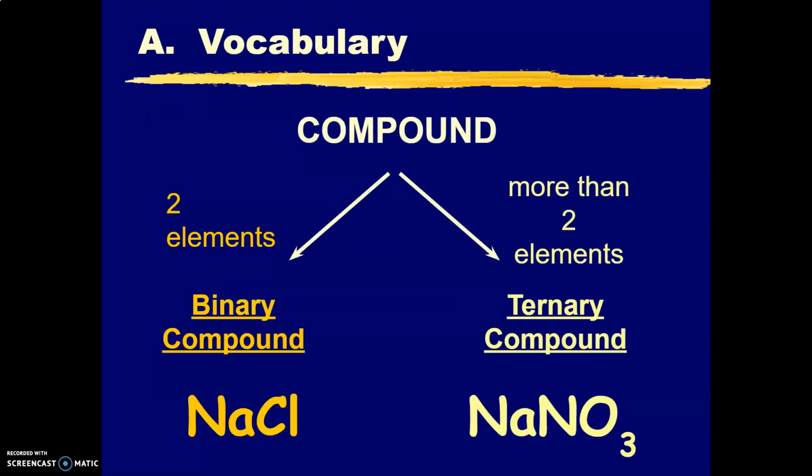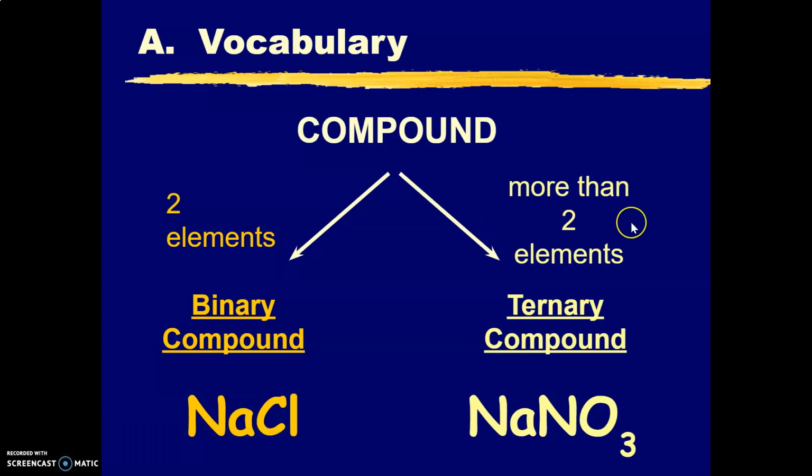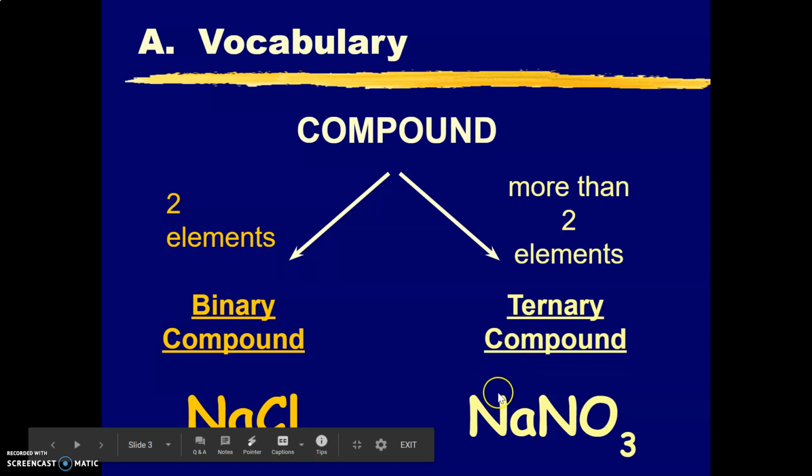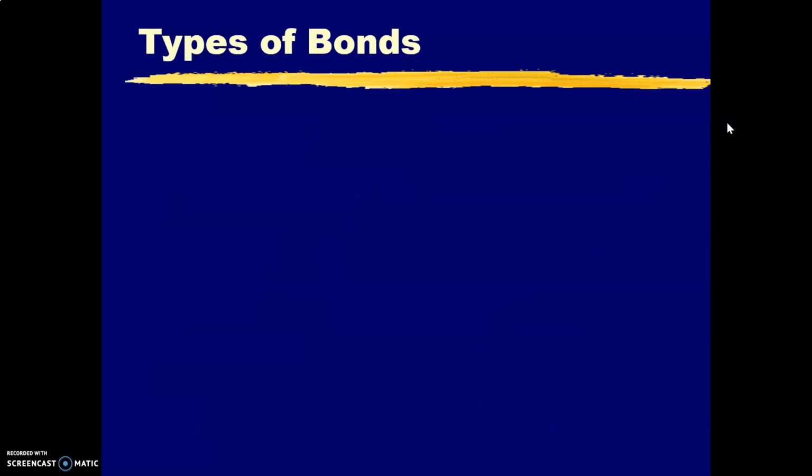So a compound can be two elements, which is called a binary compound, such as what we have here for sodium chloride, because there are two different elements involved. Or a compound can be more than two elements. For example, this is called a ternary compound because we have 1, 2, 3 elements involved. So these are the two types of compounds that we will mostly be exploring in middle school.